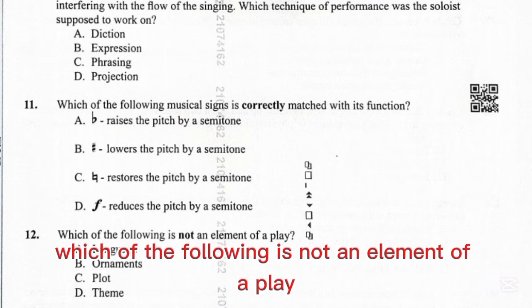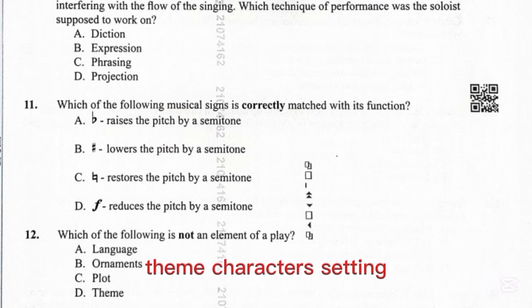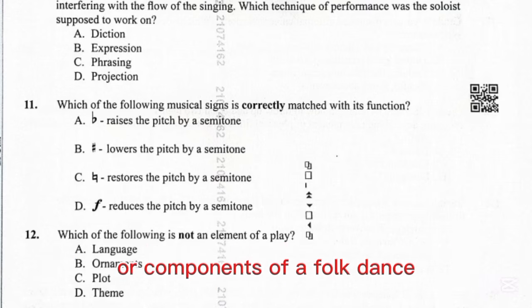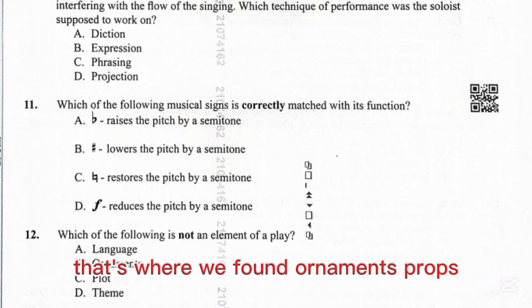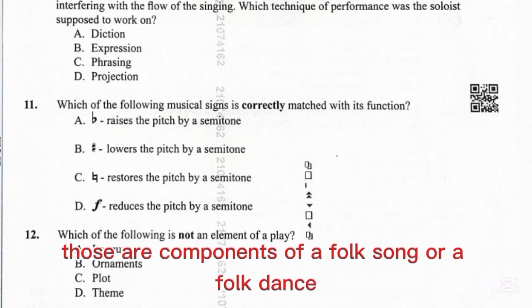Question 12. Which of the following is not an element of a play? We go back to grade 9 work. Elements of a play, we have language, plot, theme, characters, setting, dialogue, act, scene, and more. So here the one which is not an element is ornaments. Ornaments is found under the components of a folk song or a folk dance. That's where we find ornaments, props, costumes. We have gender, we have occasion, we have origin. Those are components of a folk song or a folk dance.